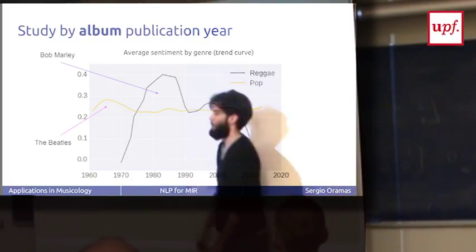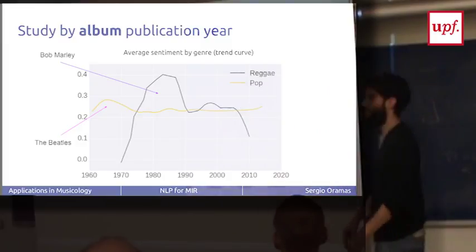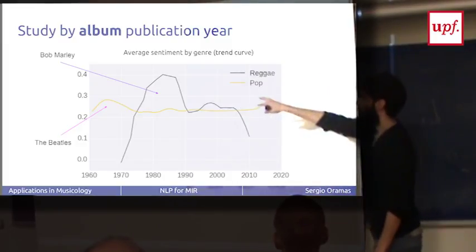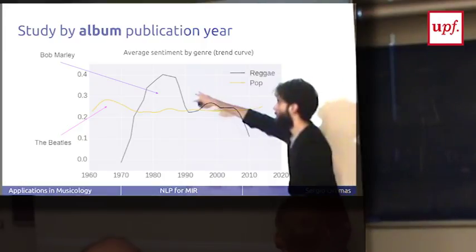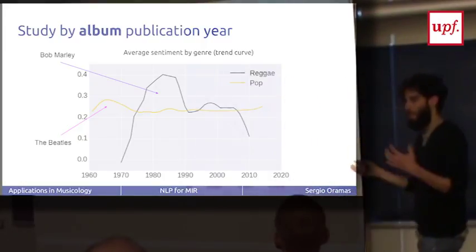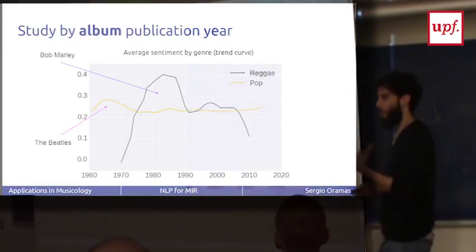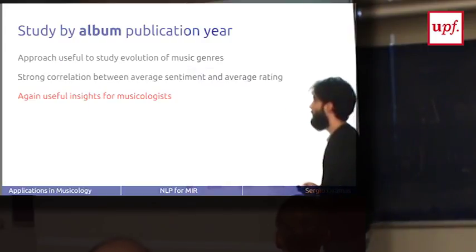And perhaps the Beatles are influencing this positiveness, or Bob Marley and the golden age of reggae is here. So we can study the evolution of genres using this idea.